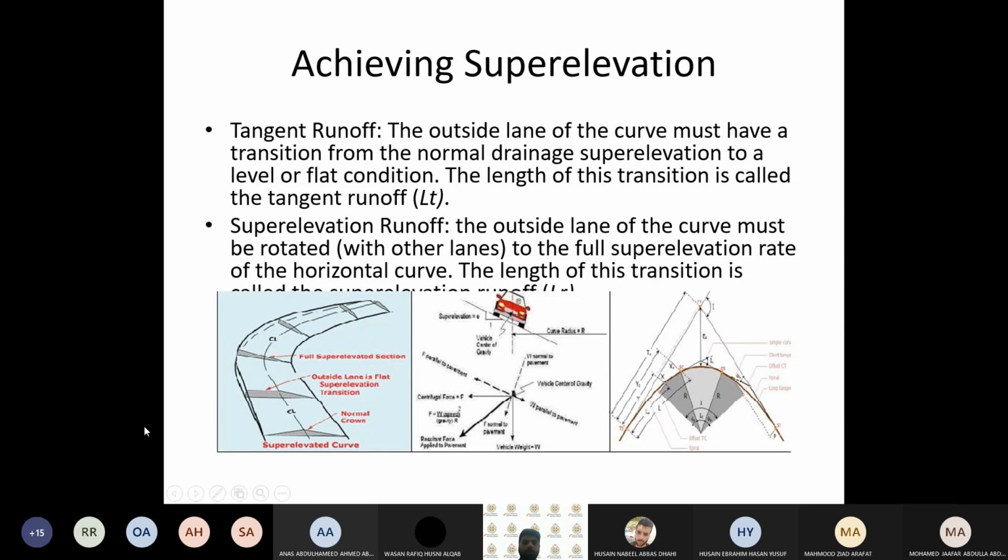Okay, and then the whole surface needs to be sloped according to the value of the super elevation. So the whole surface, inside and outside edge, both. What we have here is inside edge normal slope, outside edge flat. To go from this scenario to full super elevation, this phase is known as super elevation runoff. To go from this phase, when the outside edge is flat and the inside is normal, to when both edges are along full super elevation, this is known as super elevation runoff.